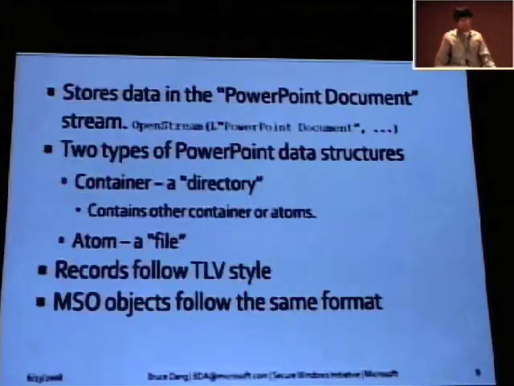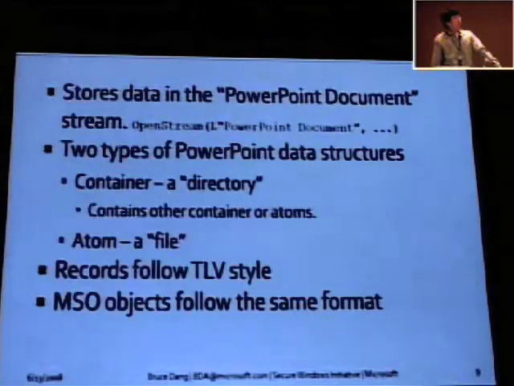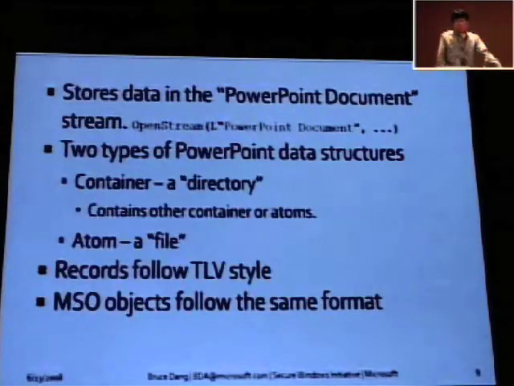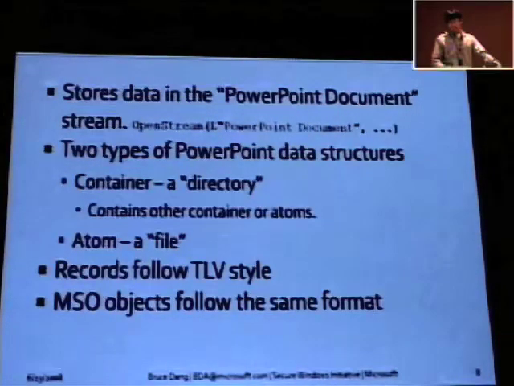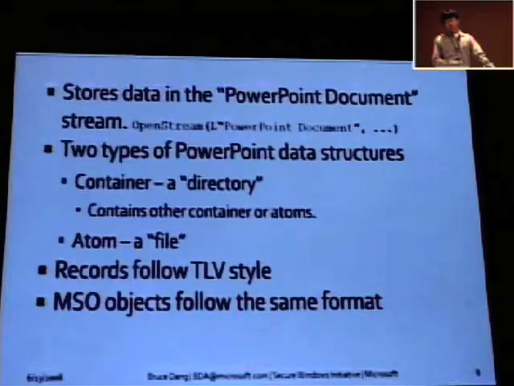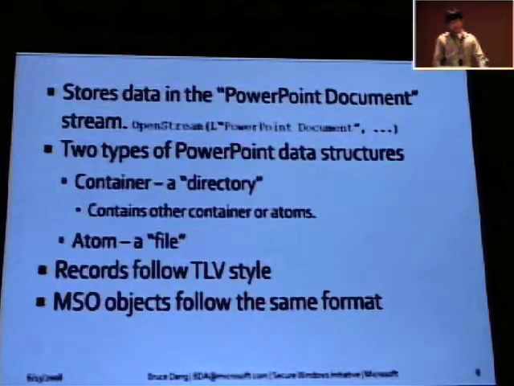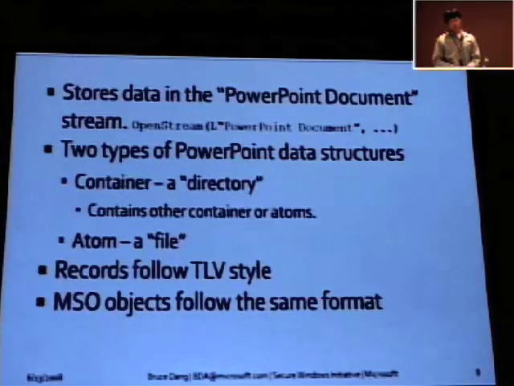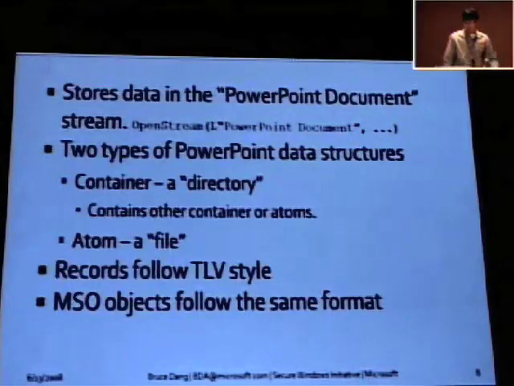All right, so I'll give you an example here for PowerPoint. PowerPoint stores all this data, for example the slide content, in the stream called PowerPoint Document. If you call enum elements on this, you'll see a stream called PowerPoint Document, and it's in Unicode, so you'll see a P, then a 0, O, 0, and so on.